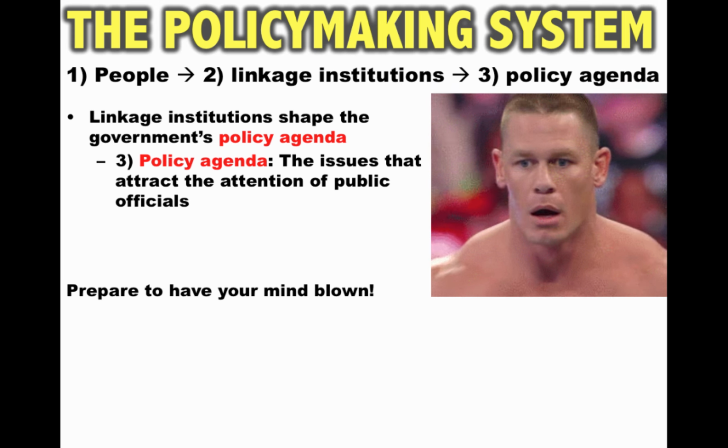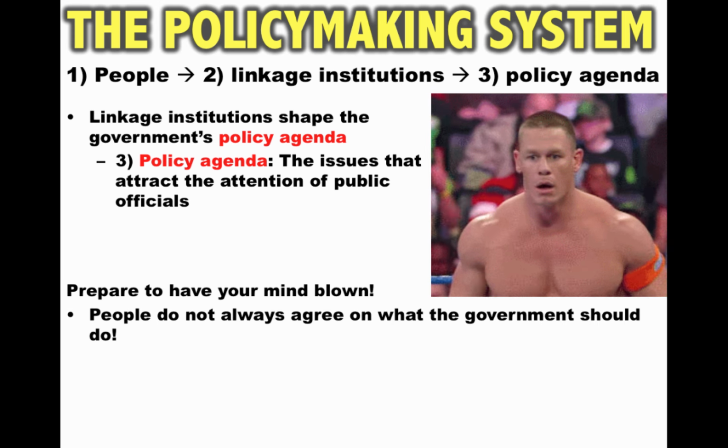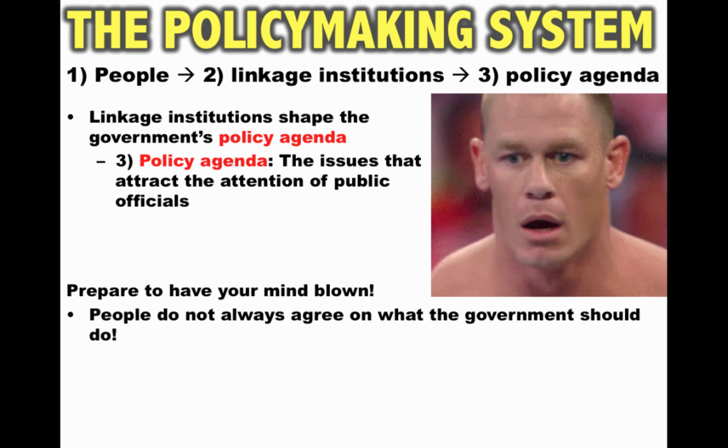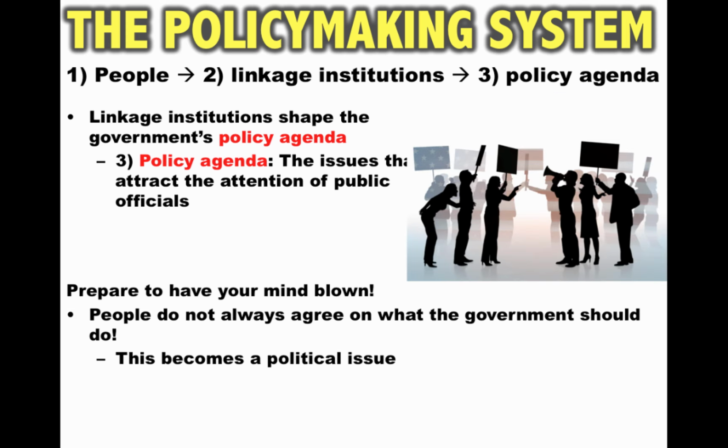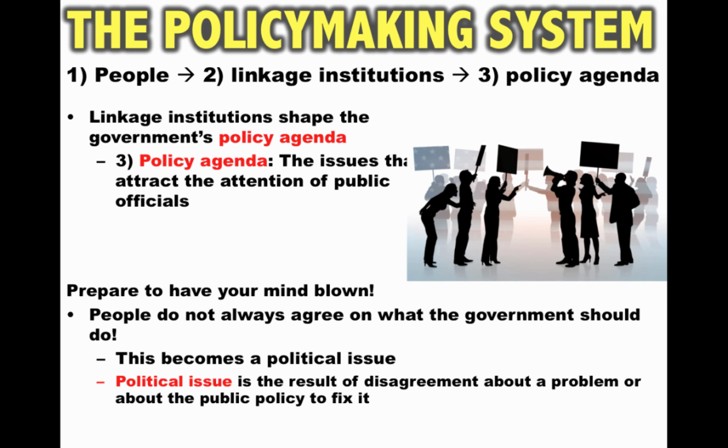Now, prepare to have your mind blown. People do not always agree on what the government should do. I know, shocking. And when that happens, and unfortunately more often than not, it then becomes a political issue. And a political issue is the result of disagreement about a problem or about the public policy to fix it. Sometimes we agree there's a problem, but how do we fix it is the challenge.